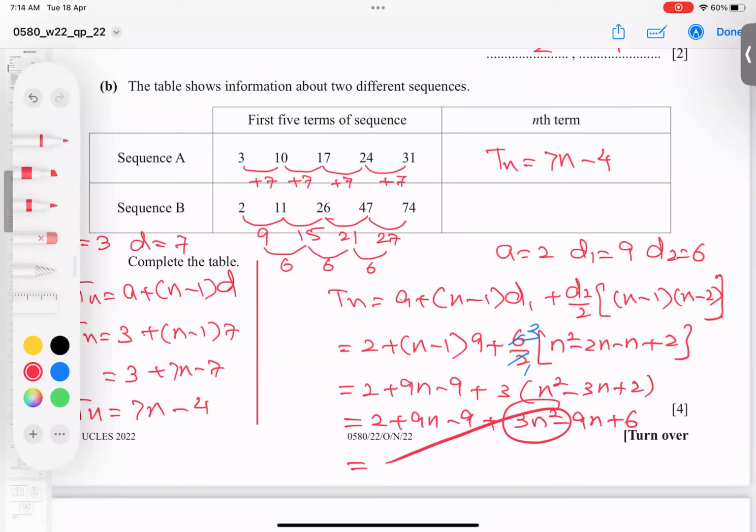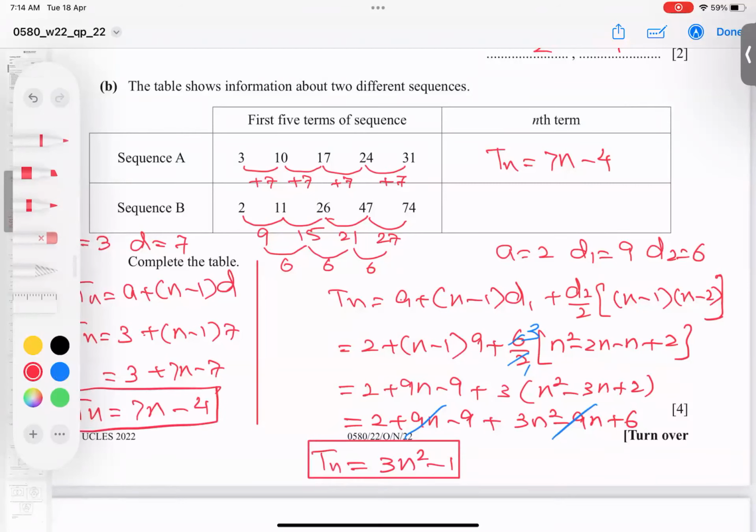Finally, 3n squared, I'm copying first. 3n to power 2. And for your knowledge, this 9n and 9n cancel out. And 9, 6 plus 2, 8. Out of 9, 8 gone, so minus 1. So Alhamdulillah Rabbil Alameen, I believe we got it. So the nth term formula is 3n to power 2 minus 1.